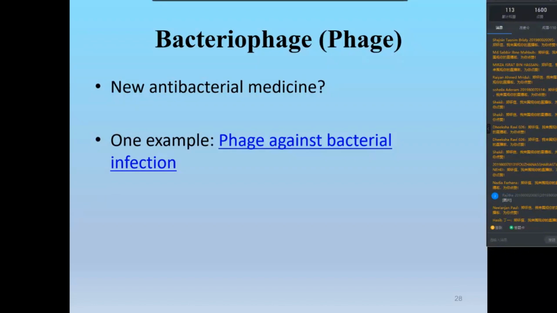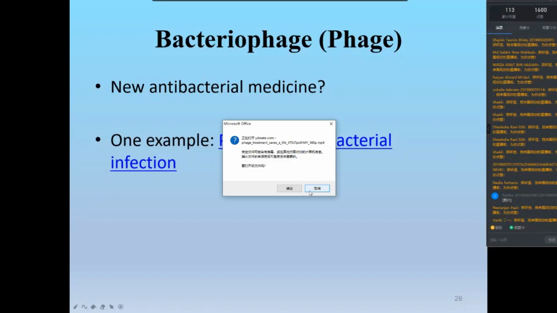They went to Egypt for a tour, but unfortunately, the guy, Tom, got infected. And all the antibiotics they had at that time didn't work. So finally they tried phage, and it worked, and Tom was cured. So let's watch this video on their story. So, phage against bacterial infection.